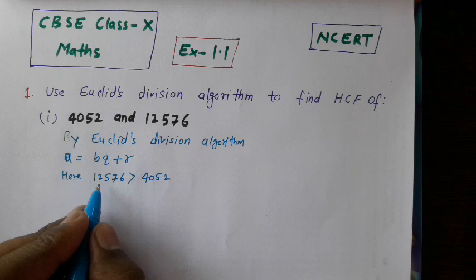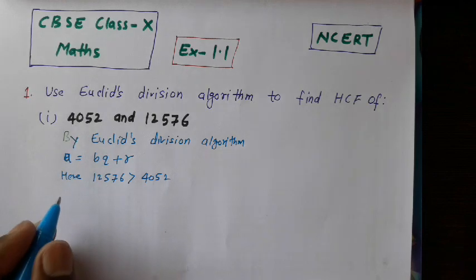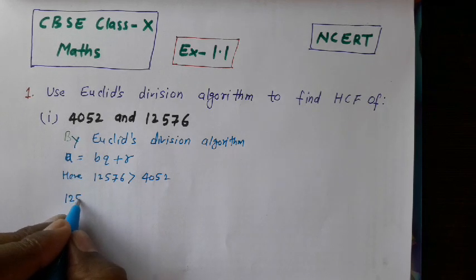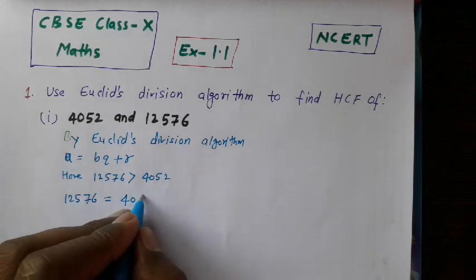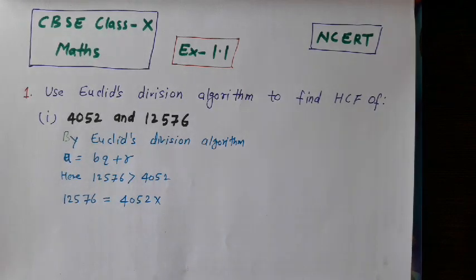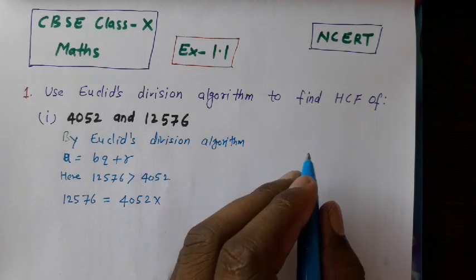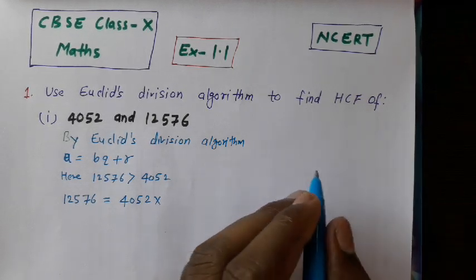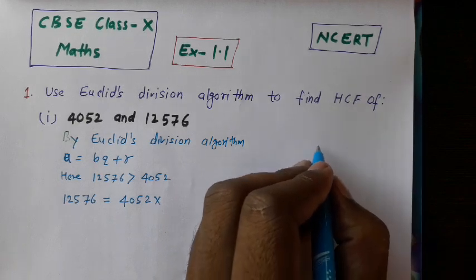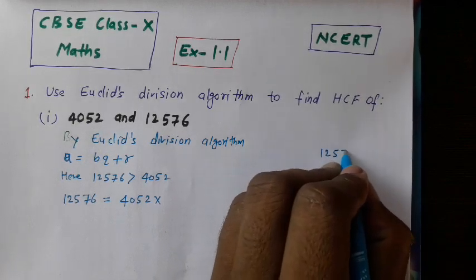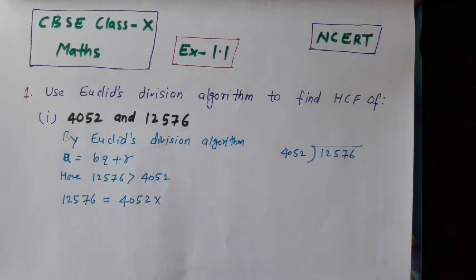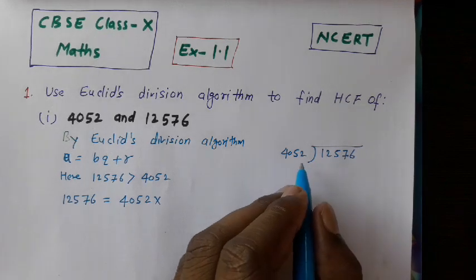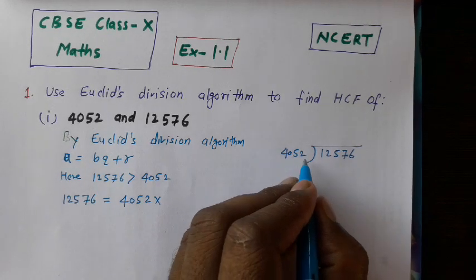So a will be 12,576. 12,576 equals 4,052 into, now we do not know the quotient, so on the right side you can find it by basic division. In basic division, 12,576 divided by 4,052. Now we do not know the table of 4052.